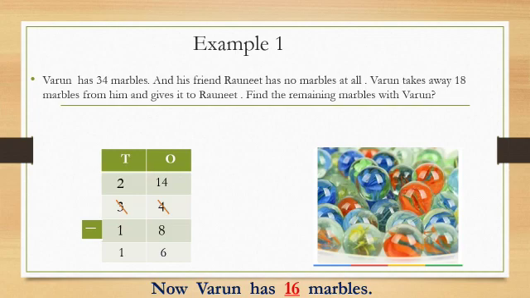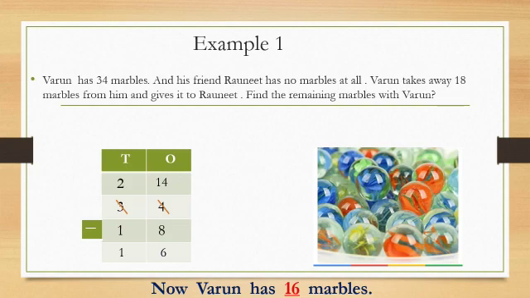Let me explain you subtraction apps with an example. First, let me read the question. Varun has 34 marbles and his friend Ronit has no marbles at all. Varun takes away 18 marbles from him and gives it to Ronit. Find the remaining marbles with Varun.